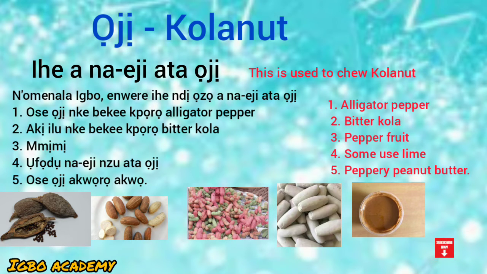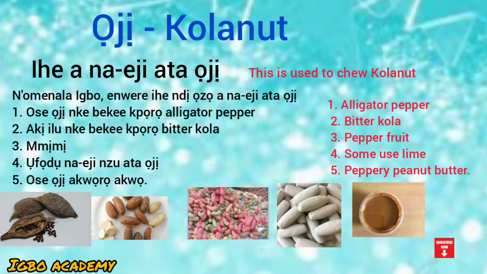Number one is Osoji Nke Beke Kporo Alligator Pepper. That's alligator pepper. That's the first picture. You use it in eating the kolanut. Number 2, Akilu Nke Beke Kporo Bitter Cola. That's the bitter cola. Whenever you see the Odi, you will see this alligator pepper in the tray. You will see bitter cola in the tray. Number 3 is Mmeme. I don't know the name in English, but we used to call it pepper fruit.